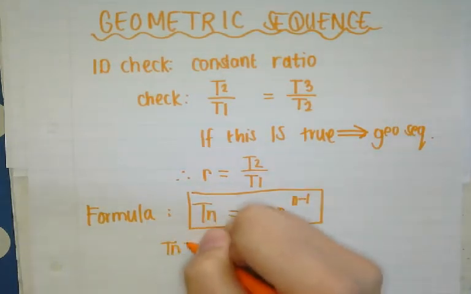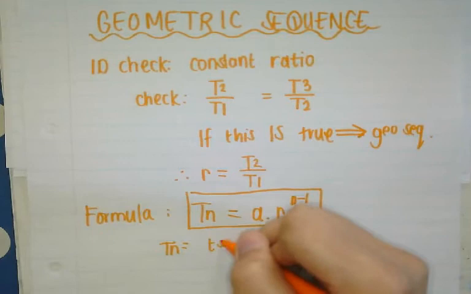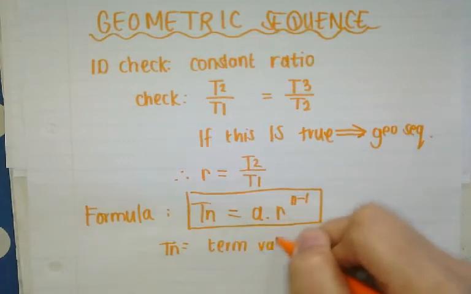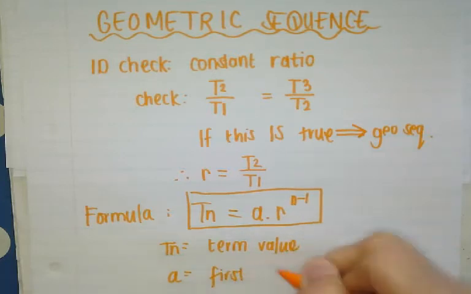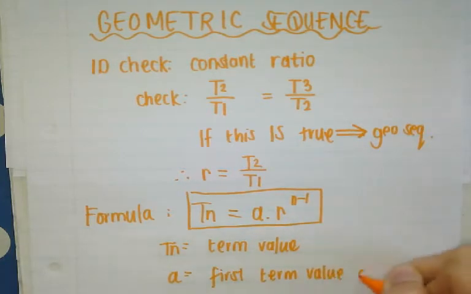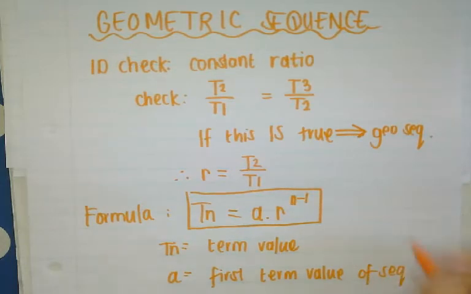Lastly, what do all those things mean? Tn is still my term value. A is still my first term value of the sequence. R is now my constant ratio. And N is still my position of my term.